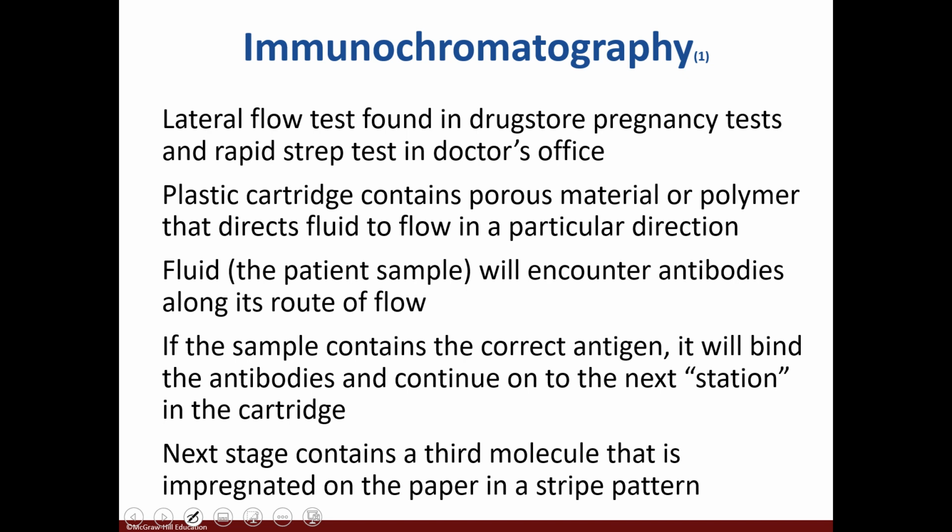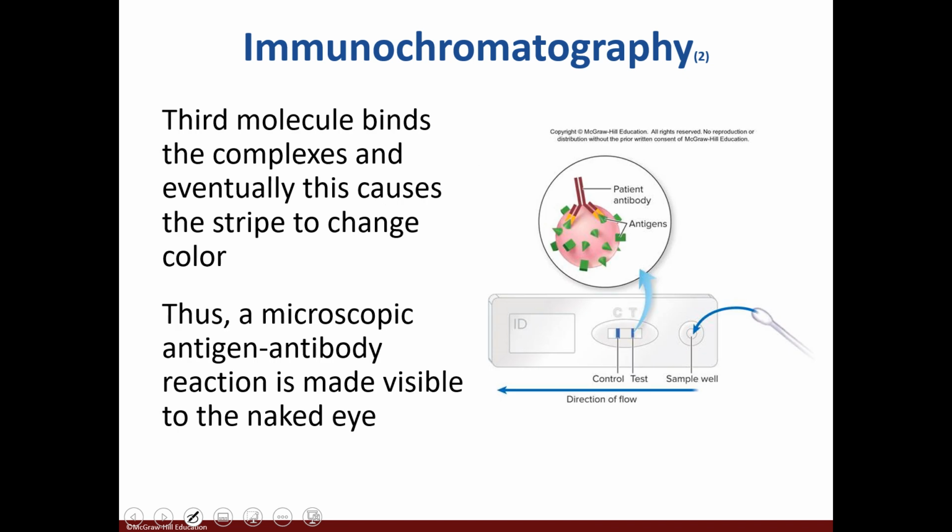Immunochromatography is the basis of the pregnancy test and the rapid strep test. The cartridge contains a substance that directs fluid in a particular direction, which is the patient's sample. As the patient's sample flows, it encounters antibodies along the way. If the correct antigen is present, it binds to the antibody and continues flowing. The next molecule in the paper is in a stripe pattern. Should the third molecule bind the complex, a color change is seen by the naked eye.